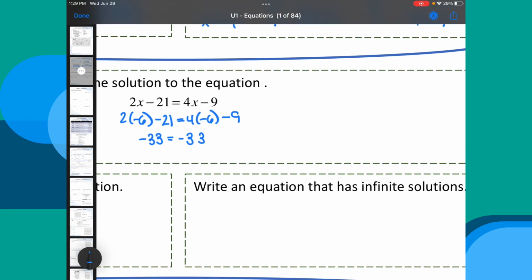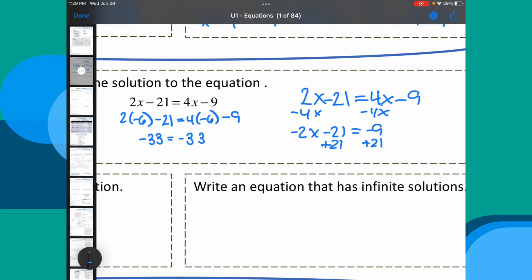You could also take the equation and solve it. You could move your variables to the same side. So I'll subtract 4x from both sides. I get -2x minus 21 is equal to -9. And then I'll finish solving by using my inverse operations. And when doing that, we also get -6. So that's another way that you can verify.